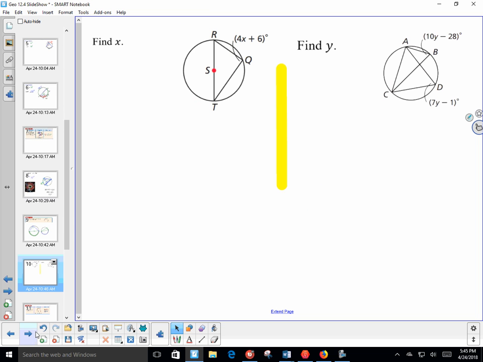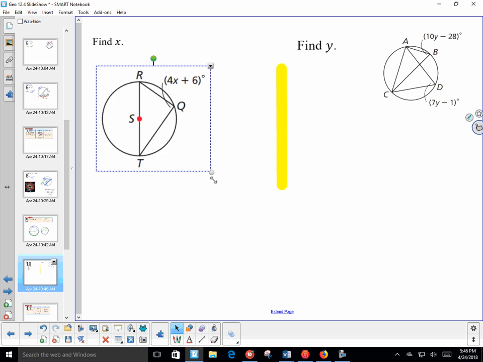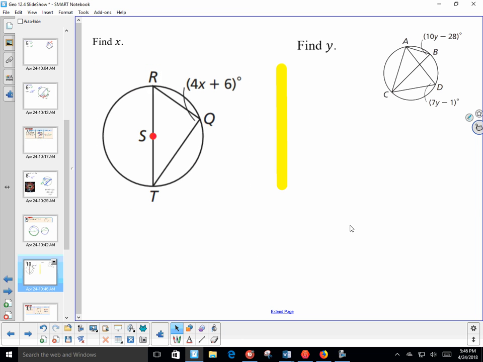All right, so let's take a look at this first example here. We are going to try and find x in this picture. Well, what do we notice? We notice, first of all, that we're assuming that S is the center. We can assume that if they put a big point like that, and that RT is a diameter. So if RT is a diameter, then this arc here is going to be a semicircle. And if that's a semicircle, then this angle here that subtends that arc is going to be a right angle.